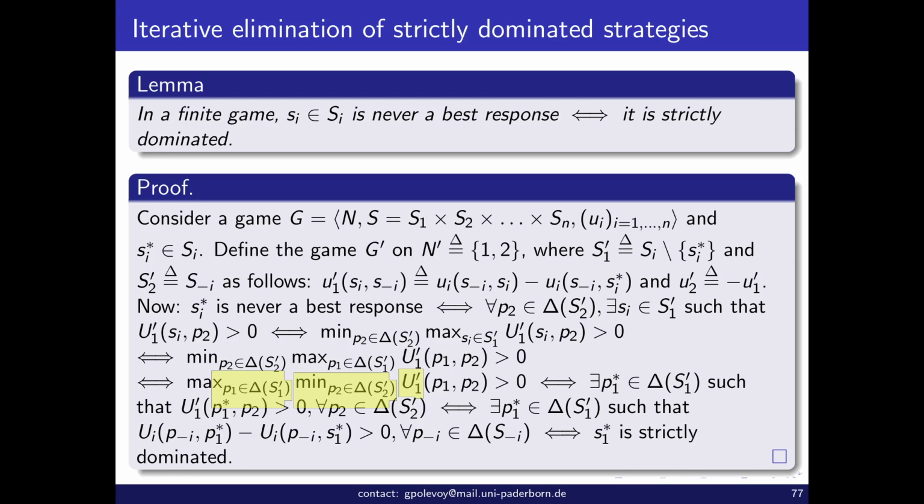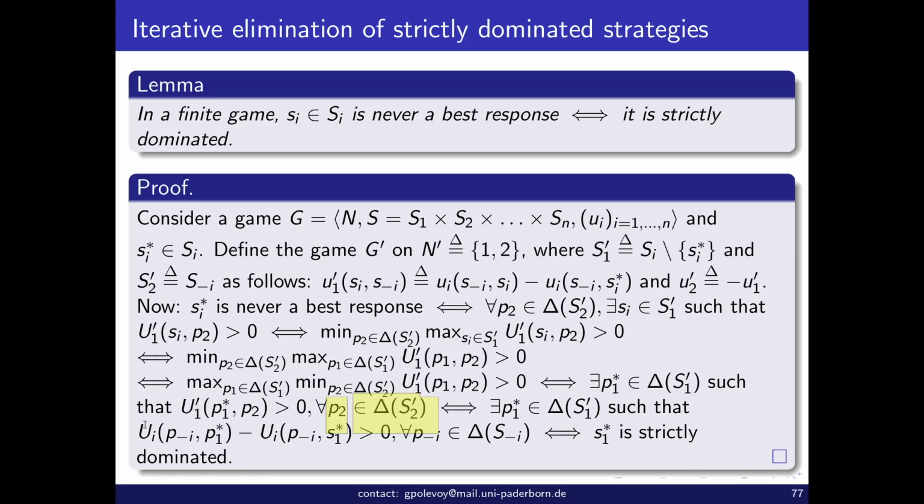Now we translate this back to our language. So max min is positive. It means that basically there is P1' where the max is achieved, for example, such that the minimum over the others is positive. It means that this U1' will be positive for any P2. What does it mean? It means that there is P1' such that, you just write what U1' means.